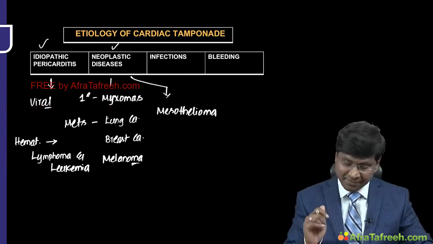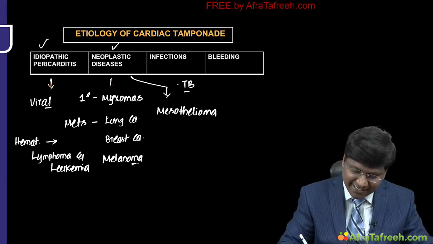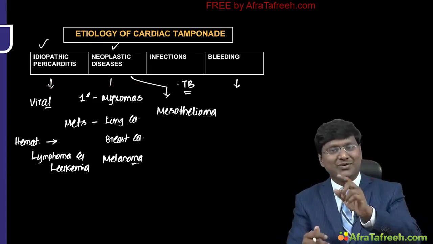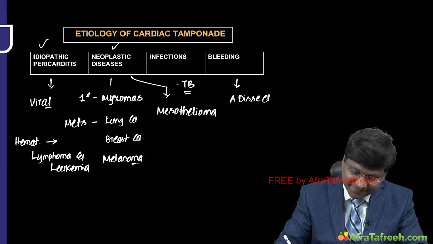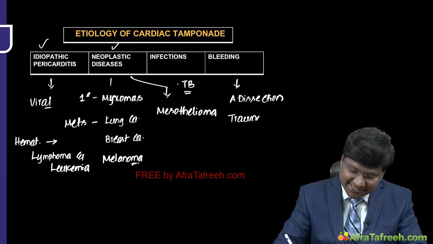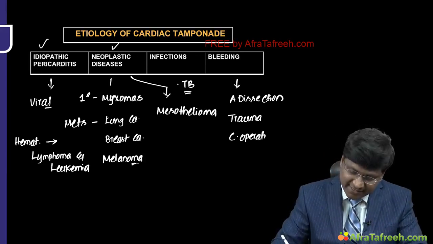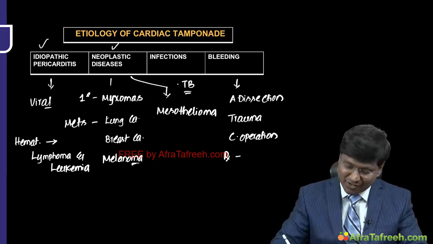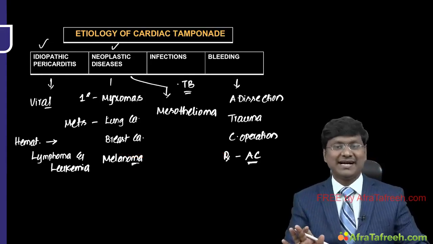That can cause cardiac tamponade, right? Then we have some infections which can cause cardiac tamponade, and a very, very important infection, mainly in developing countries like India, is tuberculosis, right? And bleeding into the pericardial sac can also cause cardiac tamponade. That can occur as part of the aortic dissection, right? That bleeding into the pericardial sac can also occur in trauma. Bleeding into the pericardial sac can also occur during any cardiac surgery, right? And the bleeding into the pericardial sac can also occur when the patient is taking treatment with anticoagulants. They can also cause cardiac tamponade, right?